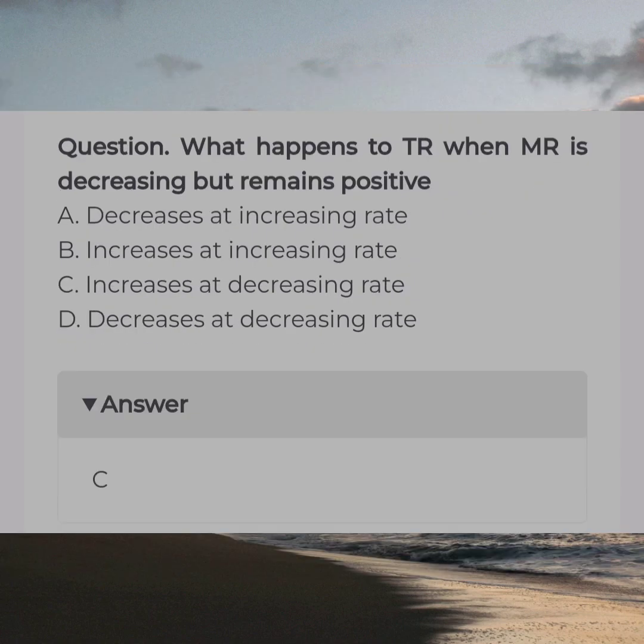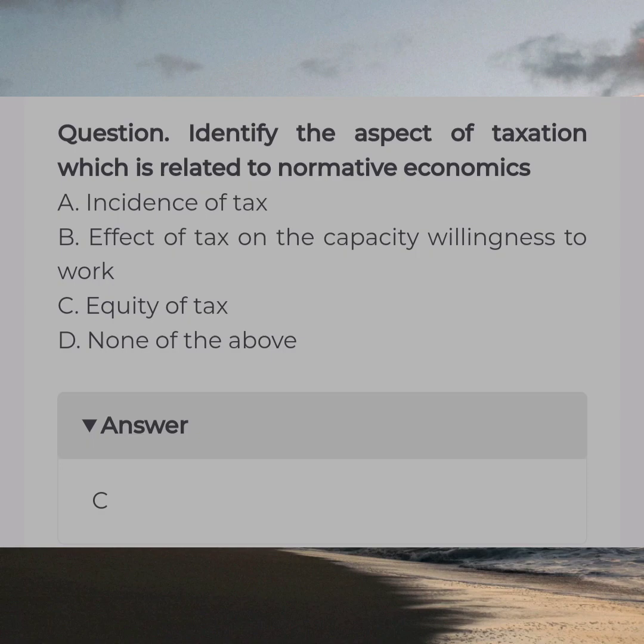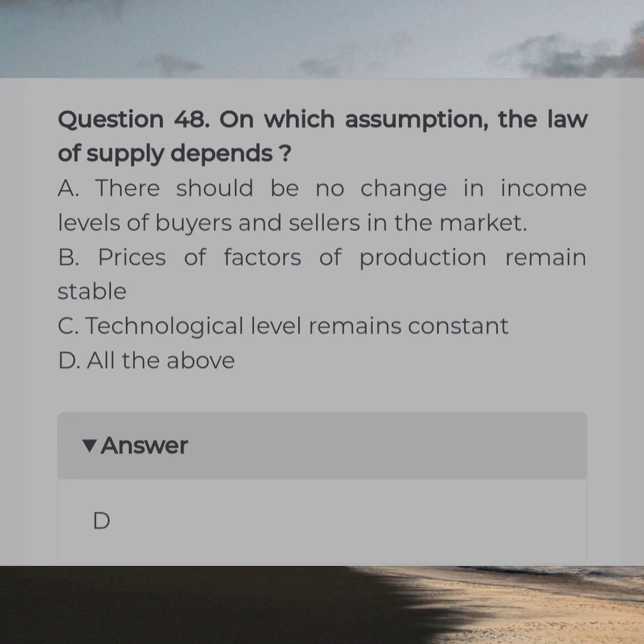What happens to TR when MR is decreasing but remains positive? Answer C, increases at decreasing rate. Identify the aspect of taxation which is related to normative economics. Answer C, equity of tax. On which assumption the law of supply depends? Answer D, all the above.